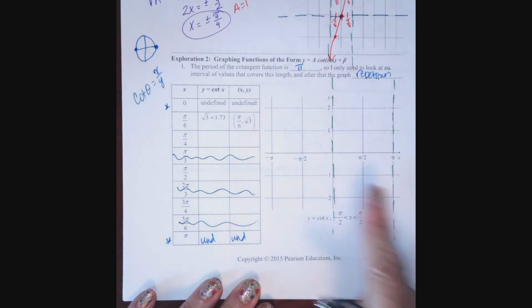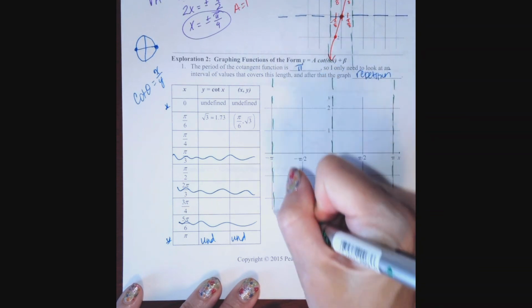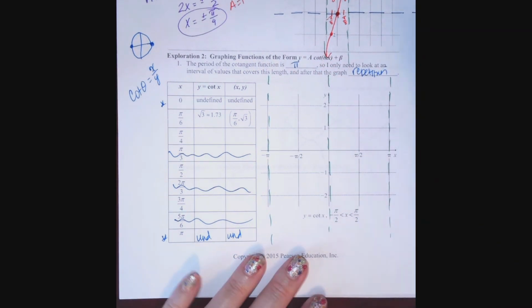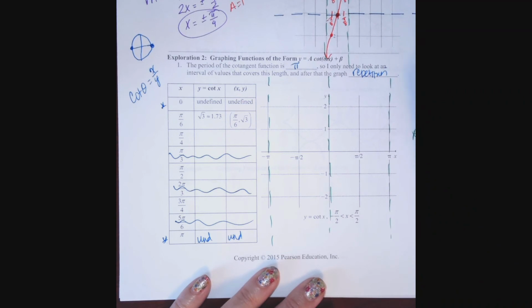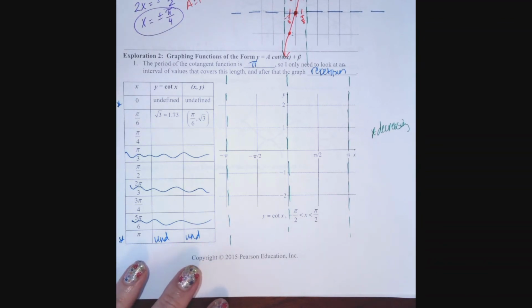Now, you know what? We go from negative pi to positive pi, so we're going to sketch 2 full periods of our cotangent function. Now, cotangent is a decreasing function. Keep that in mind, that cotangent is a decreasing function, as long as it's positive. And let's go through and figure out our points to sketch our cotangent function.